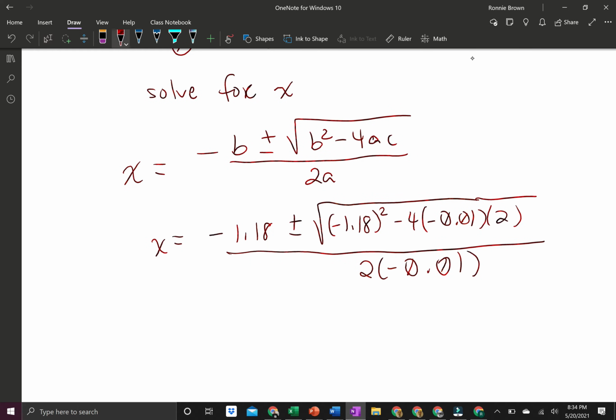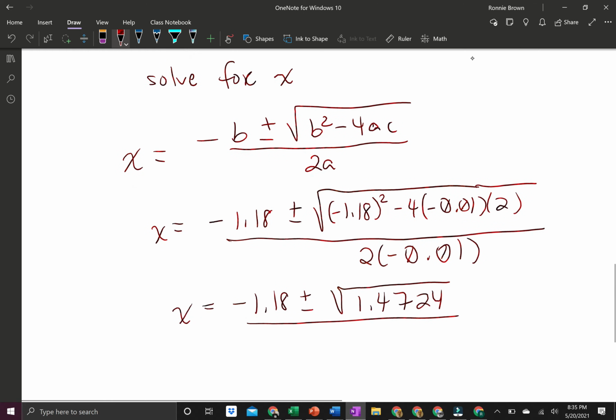Usually I would do everything underneath the square root symbol piece by piece instead of trying to punch everything in the calculator. So in doing it piece by piece, go ahead and write stuff down. And then eventually we get 1.4724 under the radical, and that's all over negative 0.02. That 2 times negative 0.01 gets us negative 0.02.